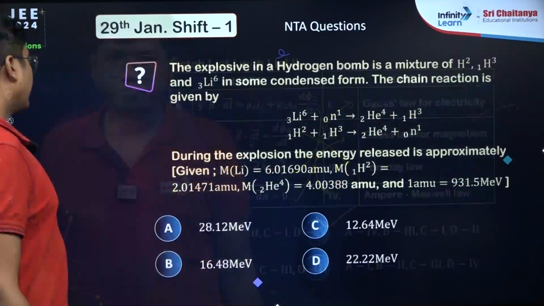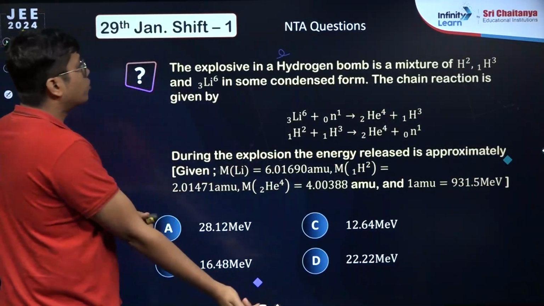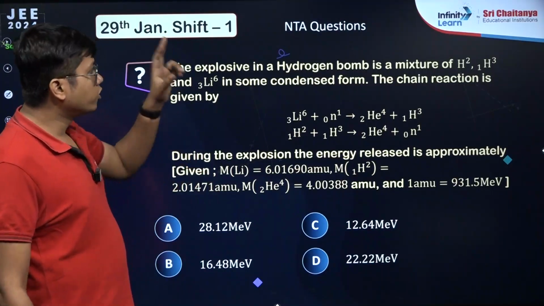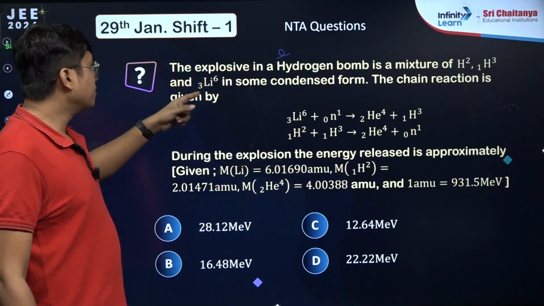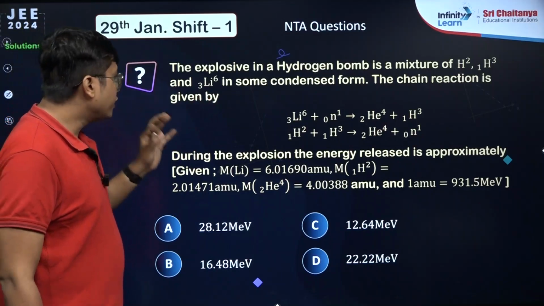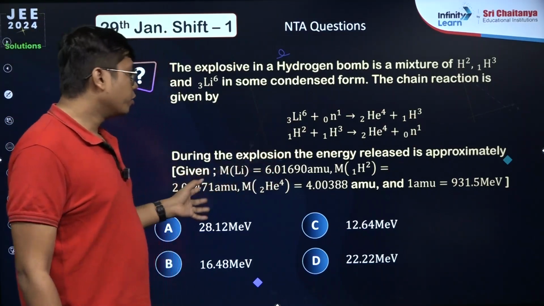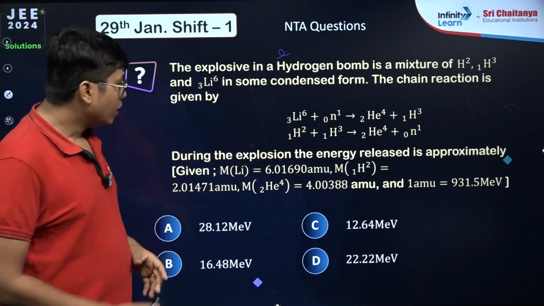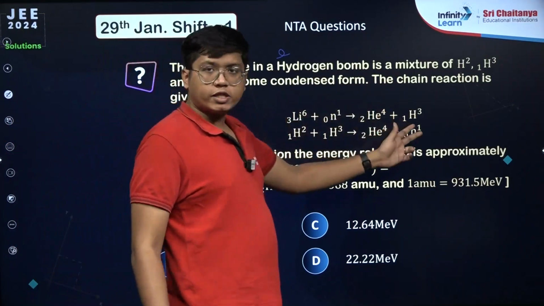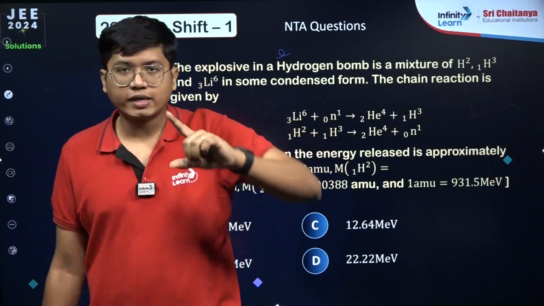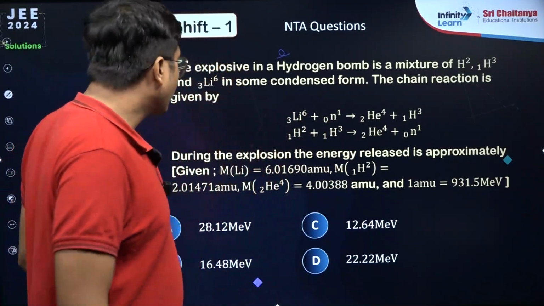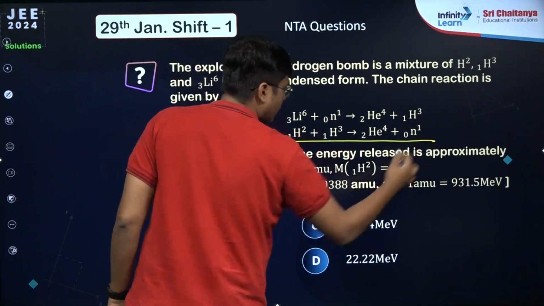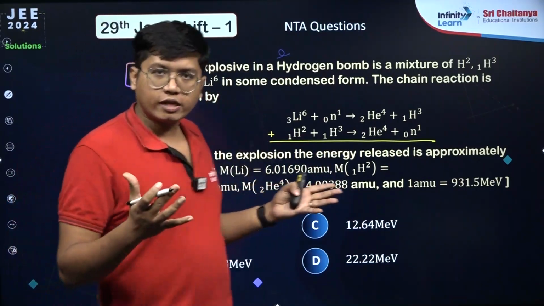Option C there. Next question says, the explosive in a hydrogen bomb is a mixture of H2 and H3, so deuterium and tritium and lithium in some condensed form. Chain reaction is given by this. During this entire explosion, what is the energy released in this entire thing? Now, even though you have been given 2 separate equations, you should try to convert it into a single equation. How do you do that? You do that by technically adding the 2 equations and seeing what is the overall equation that you get.